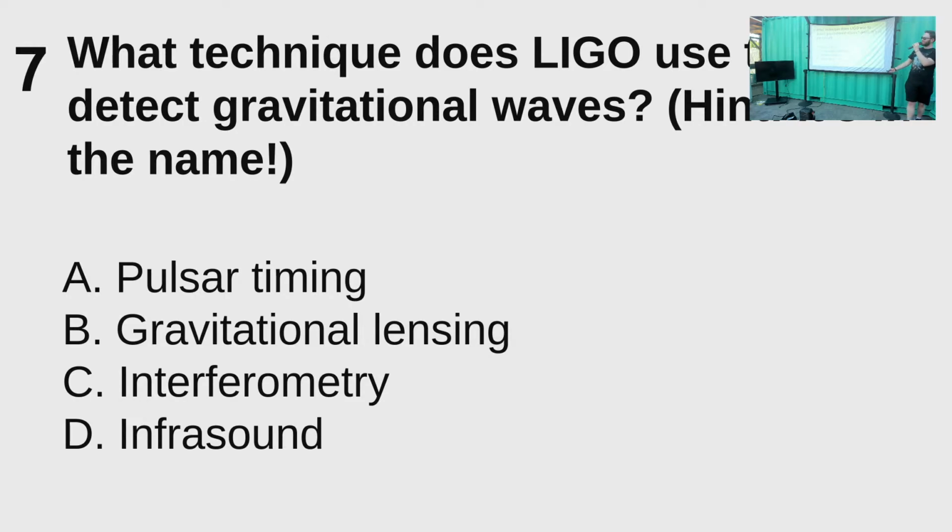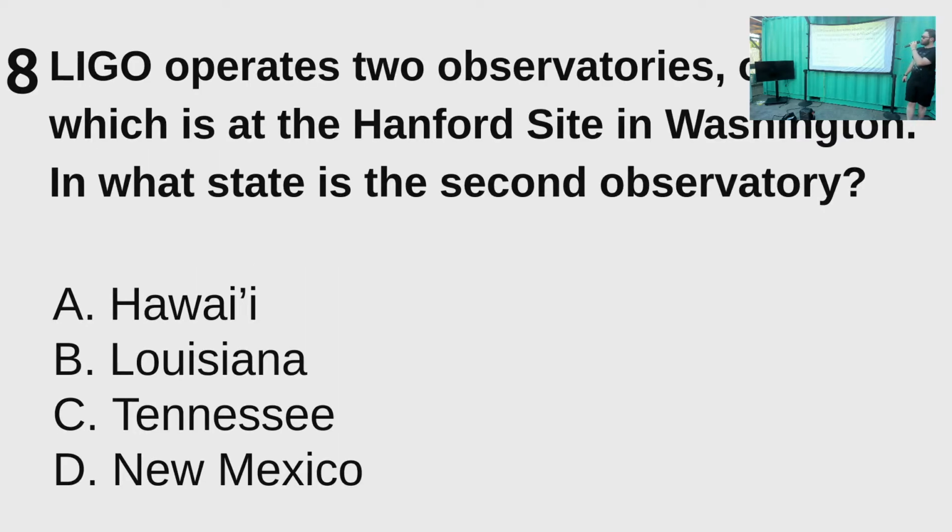Question 8. LIGO operates 2 observatories, one of which is at the Hanford site in Washington, which is nearby to here. In what state is the second LIGO observatory? Is it in A, Hawaii, B, Louisiana, C, Tennessee, or D, New Mexico?